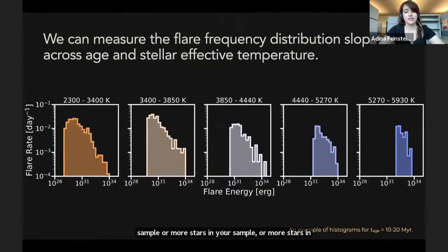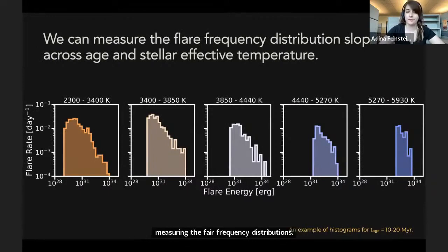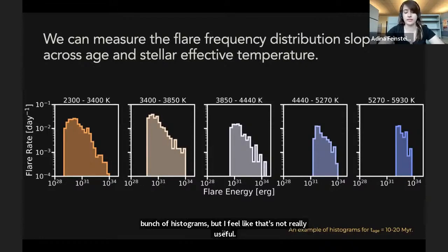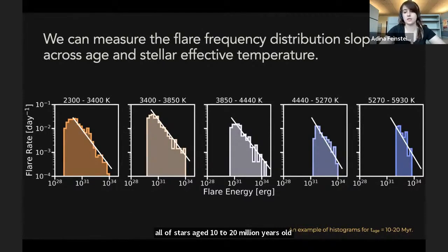And so I could give the rest of the talk showing you a bunch of histograms, but I feel like that's not a good use of my time. So I just wanted to give you an example of what some of these flare frequency distributions might look like. Here on the x-axis, I'm showing the flare energy in ergs, and then the flare rate in units of per day on the y-axis. This is an example of histograms for M to G type stars, all of stars aged 10 to 20 million years old. And basically what you then do is you have your histograms and you want to measure the slope to see how it's changing as a function of both age and effective temperature of the stars.